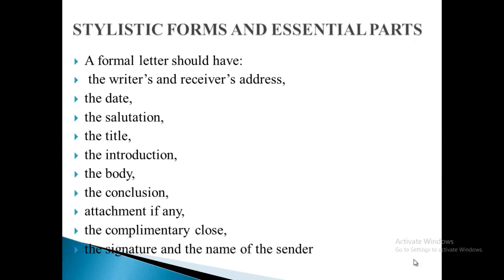Now we move on to stylistic forms and essential parts of a formal letter. A formal letter should have the writer's and receiver's address, except if you are using a letterhead paper where you have your own address, which is the sender's address. Then you have the receiver's address on your left-hand side. Then you have the date. The date is equally very important in every piece of writing, especially formal letters. Then the salutation, the title. The title is like a brief summary of what the letter is about.